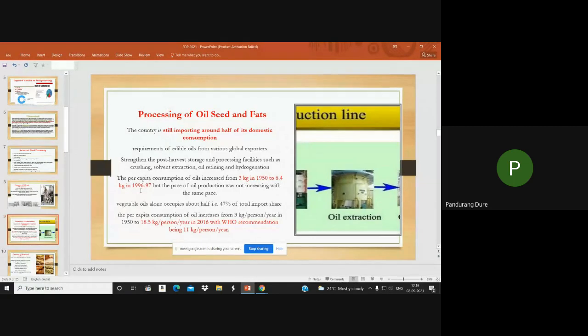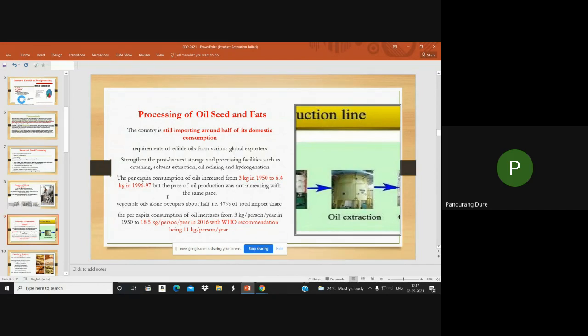When we think of the per capita consumption of oilseed, it increased from 3 kg in 1950 to 6.4 kg in 1996 to 1997, and in 2016 the per capita per year consumption of oilseed increased again, due to the changed lifestyle of human beings, especially in India. The consumption increased from 6.4 kg per person per year to 18.5 kg.